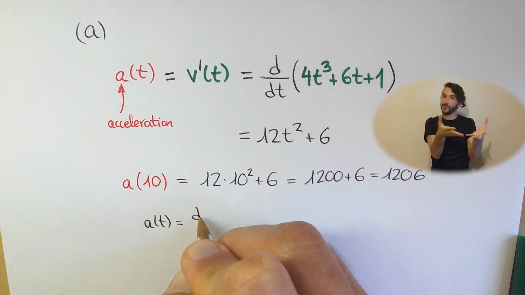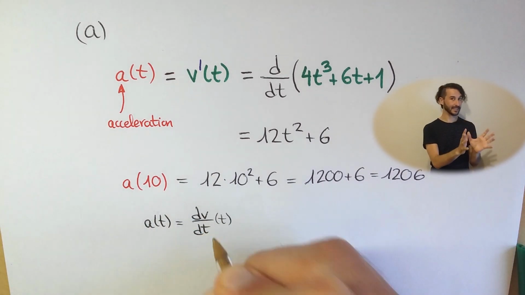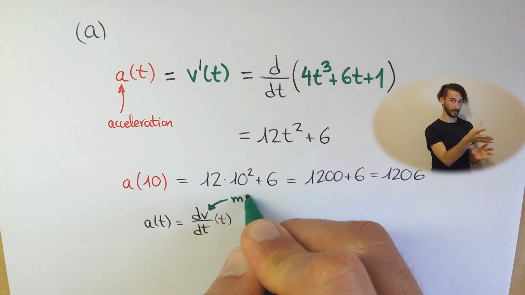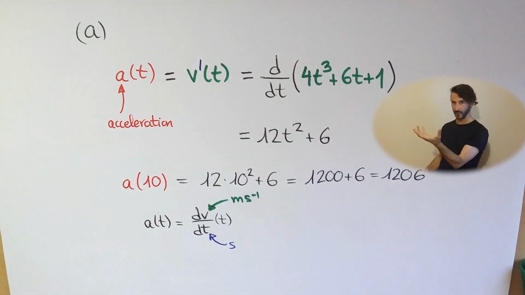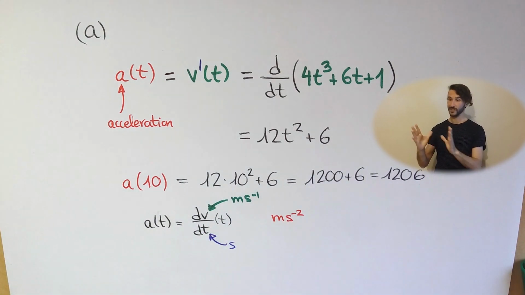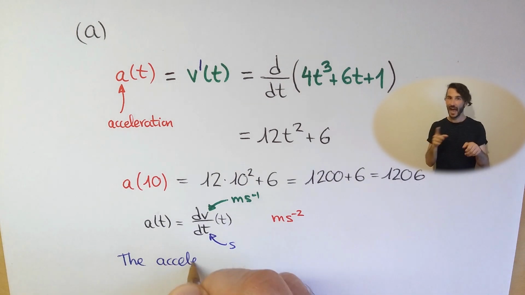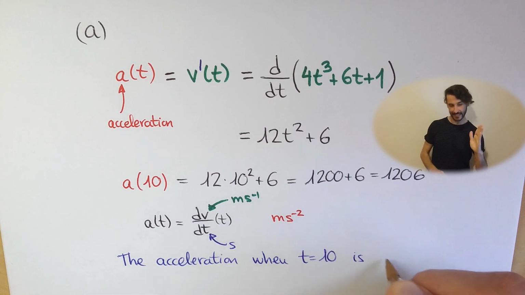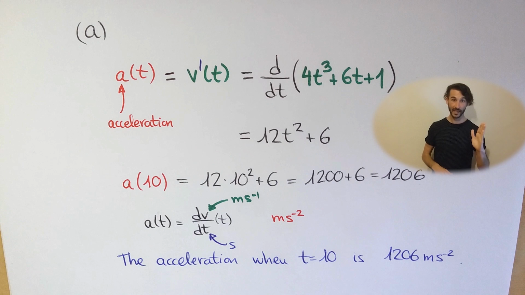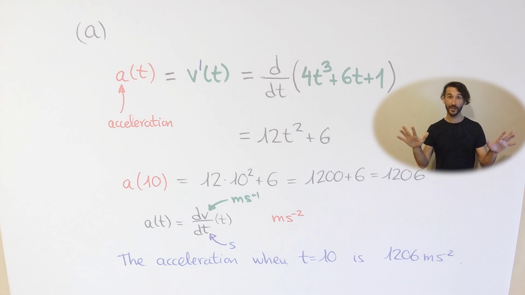Acceleration is the rate of change of velocity. In this exercise, velocity is measured in meters per second and time is measured in seconds. So acceleration is going to be measured in meters per second squared. Hence, after 10 seconds, the instantaneous acceleration of the moving particle is 1206 meters per second squared. Done with A, let's check out question B.